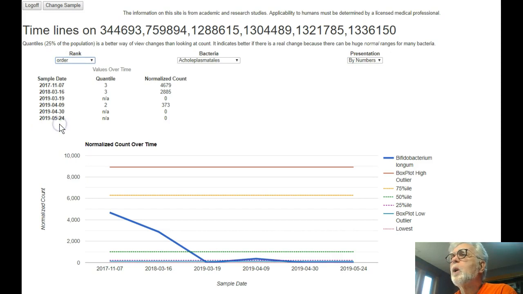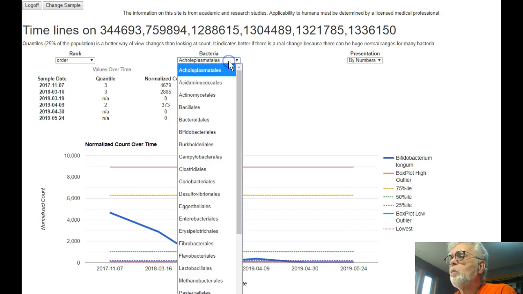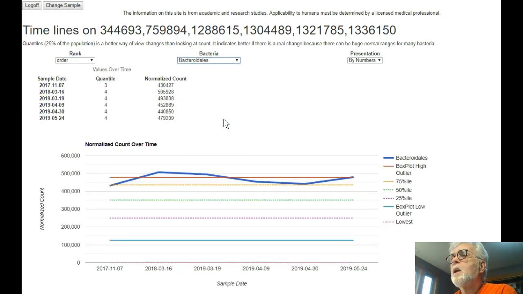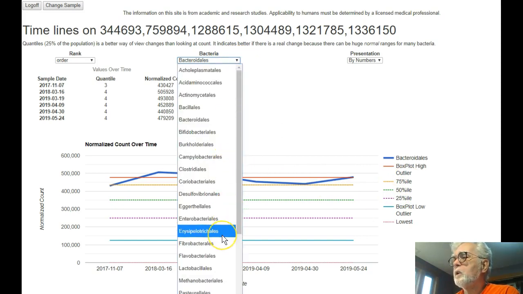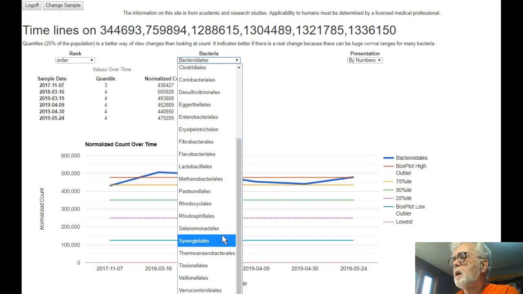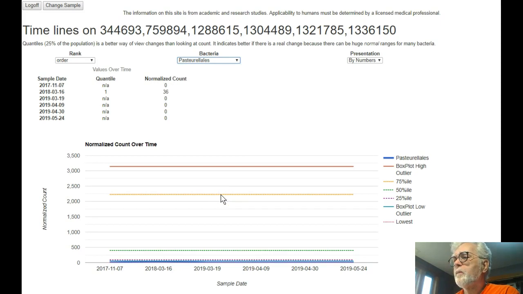Let's go up by order. And bacteroids, which is often cited in the literature as being related to one thing or another. And you can see that at least I've been writing very much near the very top of the values for there. If we go down to the usual, some of the other things like Pasturus, rock bottom.